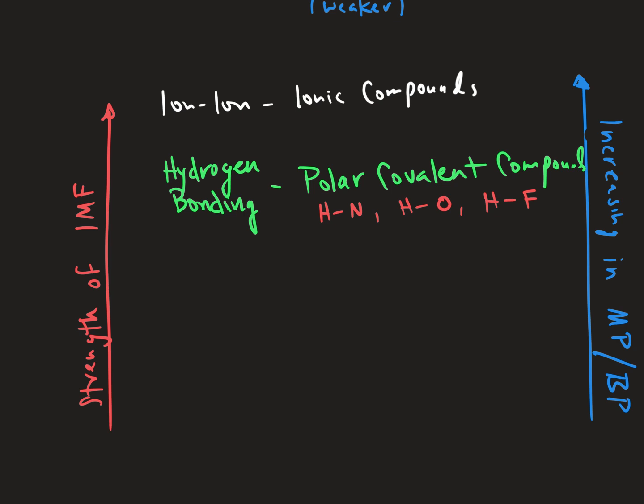What chart have we been looking at lately a lot? Yeah. They're the most electronegative. These are the highest electronegative elements on the periodic table. Okay? So if hydrogen is directly bonded to nitrogen or oxygen or fluorine, then that compound has hydrogen bonding, which is the strongest covalent intermolecular force. Are we good? Any questions on that one? We'll do some examples.